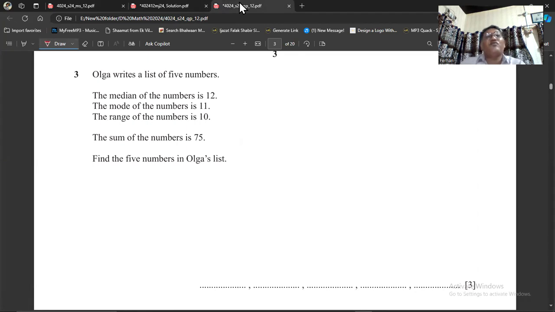Olga writes a list of 5 numbers. The median of the numbers is 12. The mode of the numbers is 11. The range of the numbers is 10. The sum of the numbers is 75. Find the 5 numbers in Olga's list.